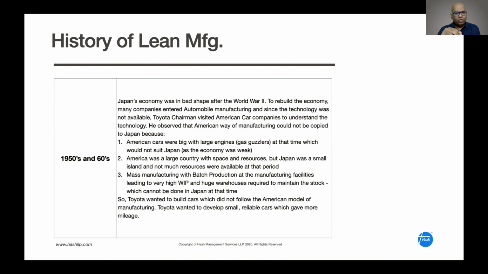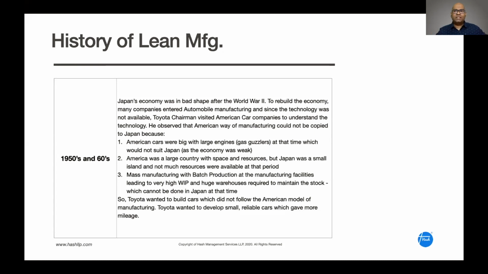So companies like Honda, Toyota, Suzuki, earlier they were in other manufacturing and other products, and they started manufacturing automobiles. And during that time, there was no technology. So Toyota's chairman at the time visited the American car companies, the big three: General Motors, Ford, and Chrysler. He visited America to get the technology.